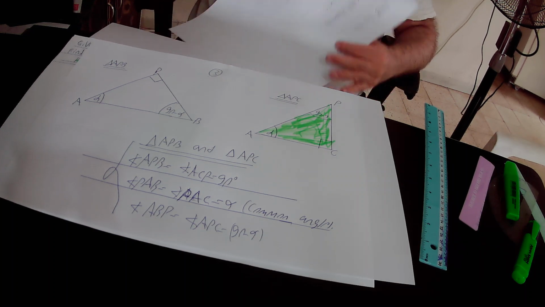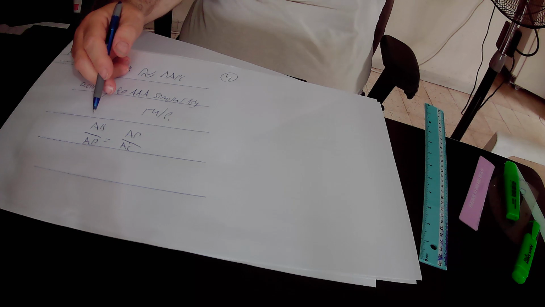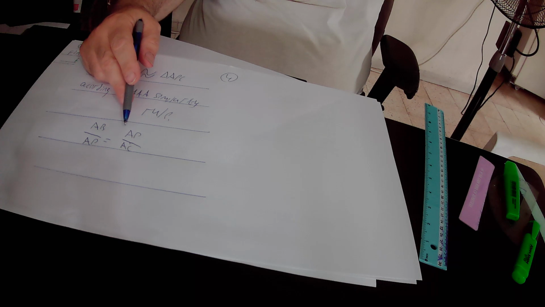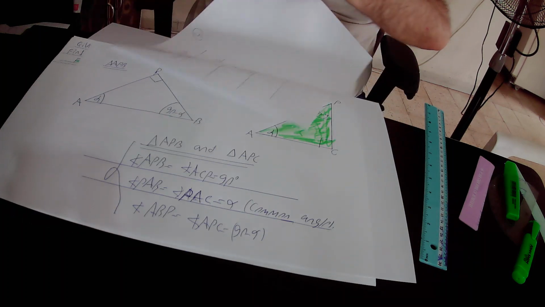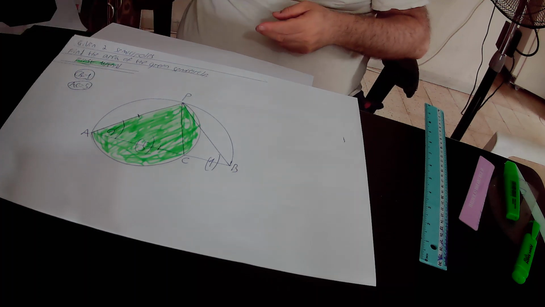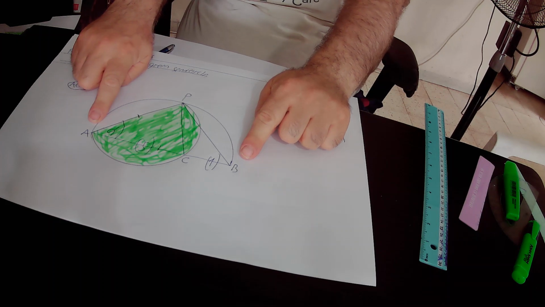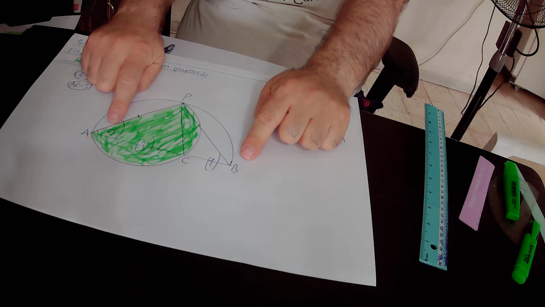Repeat again. We will derive that side AB in the white triangle over side AP in the green triangle equals side AP in the white triangle over side AC in the green triangle. What is the length of side AB? From the drawing, it is very easy to see that side AB equals AC plus CB. So side AB equals AC, that is 5, plus CB, that is 1. So in total, AB equals 5 plus 1, that is 6.